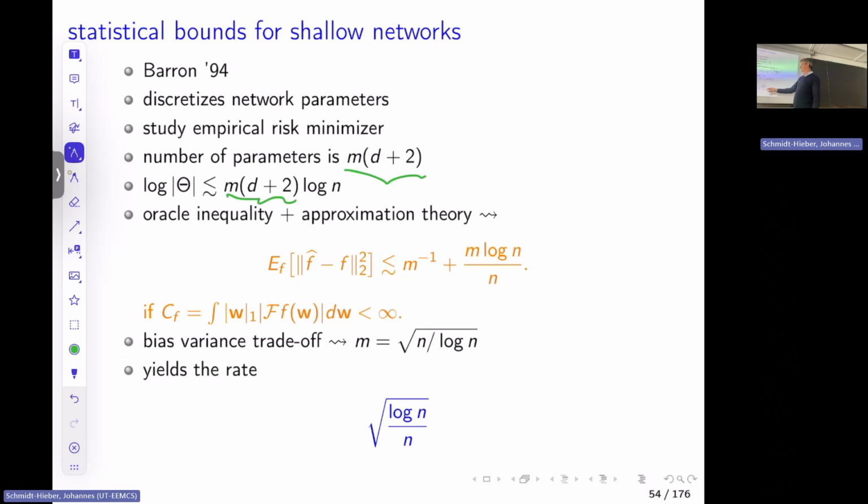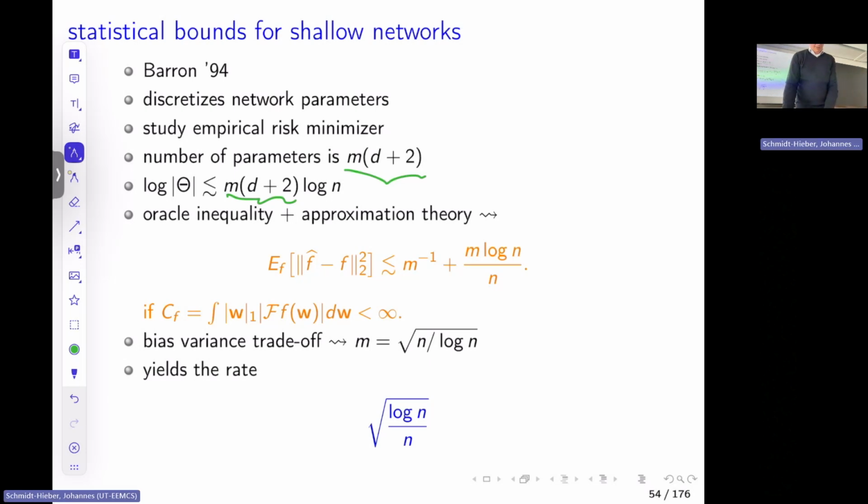So it's a good rate because it's not depending on the dimension. So we have put the dimension constraints basically in the C_F and assume the C_F to be finite, and then we get a dimension-independent convergence rate for the generalization error of these shallow networks.